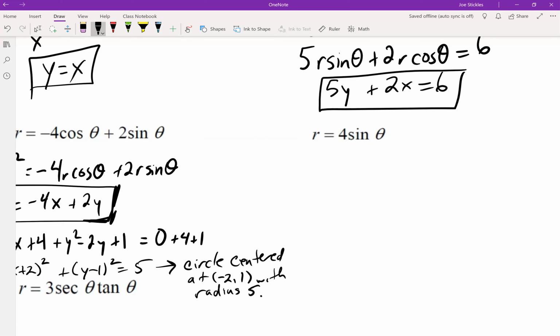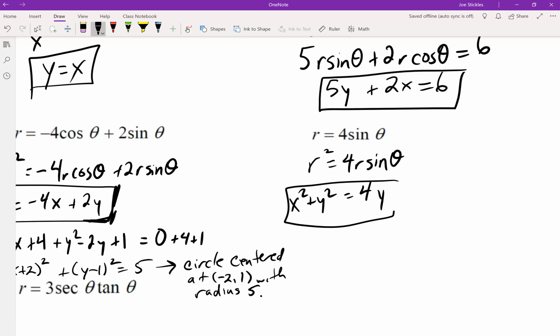Okay? So, but I don't want to get r squared by squaring all the time. In fact, most times you don't want to get r squared by squaring. You want to get r squared by multiplying both sides by r. Okay? R squared equals 4r sine theta. The r squared is x squared plus y squared. And the r sine theta is 4y. And again, we see a circle.